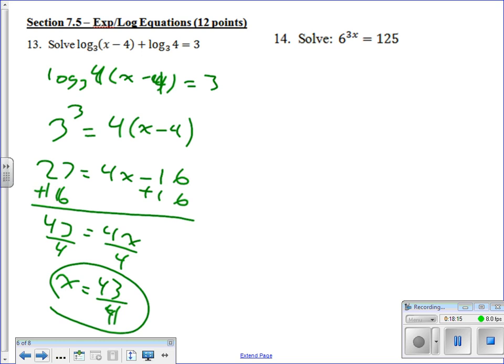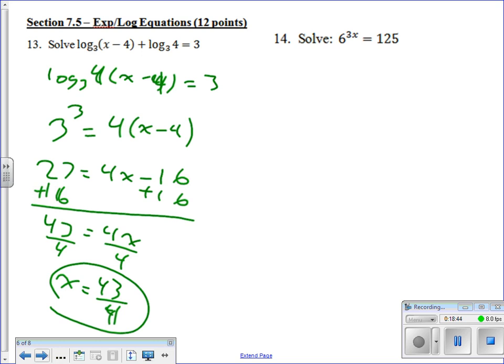Next one. Can't loop because there's nothing to loop. In order to loop, I have to have a logarithm or an exponent equal to a single number. I can't do that here. Okay? I cannot write 125 as a power of 6. 6 squared is 36. 6 cubed is 216. 125 is between those two numbers. No even power of 6.